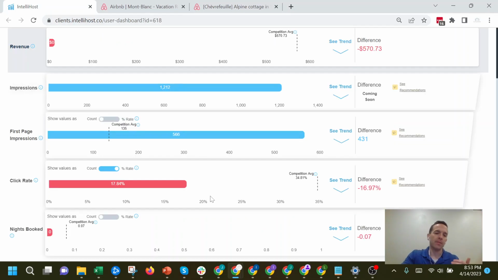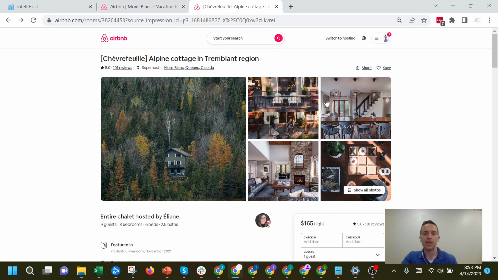Now, nights booked, again, because you've only had 7 days, it's hard to get a good book rate here. Once you have, say, 20 to 30 days, you'll start to get a more accurate book rate because you've got more days to calculate it from. But just in case you are having a problem with conversion rate, I did find another opportunity here.